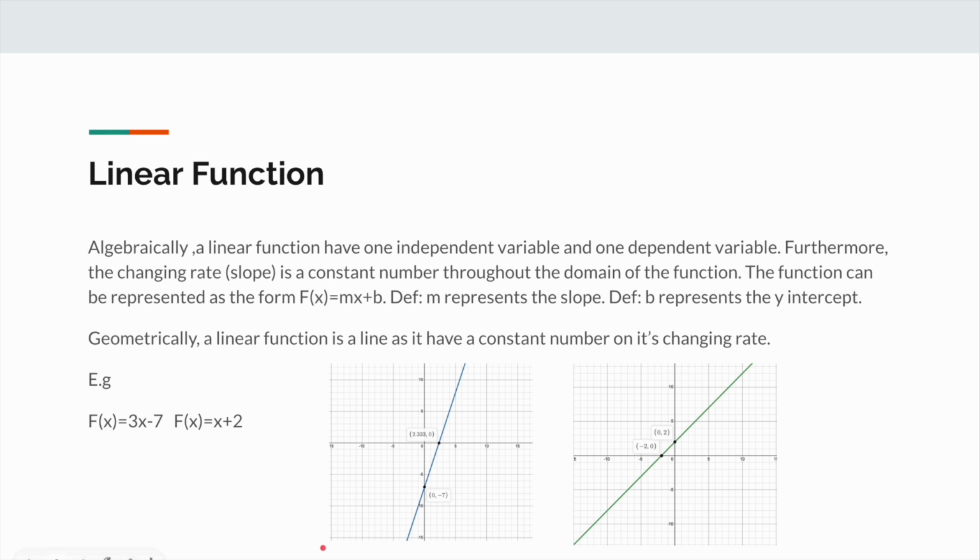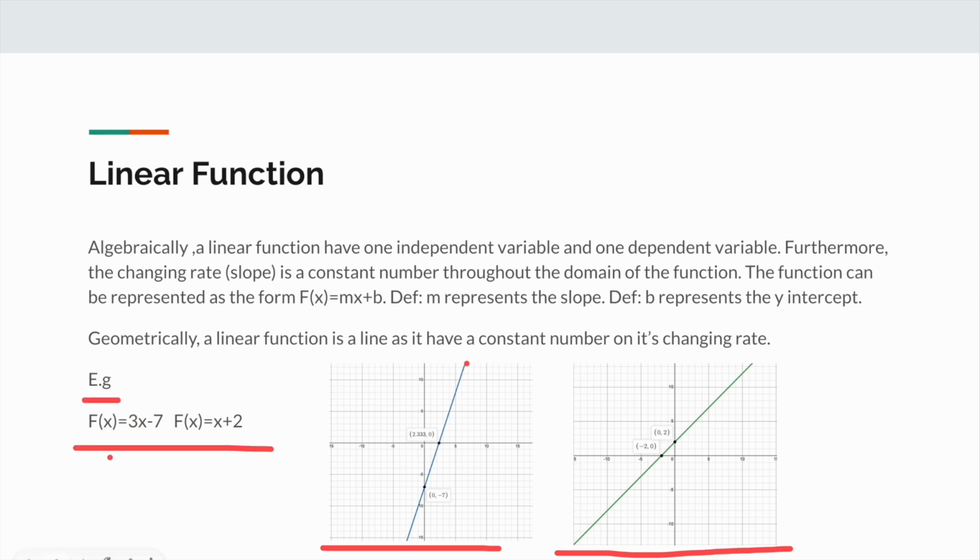So geometrically, as shown on the two graphs below, the linear function can be represented as a line, and it has a constant changing rate. As it has a constant changing rate, it's a line.